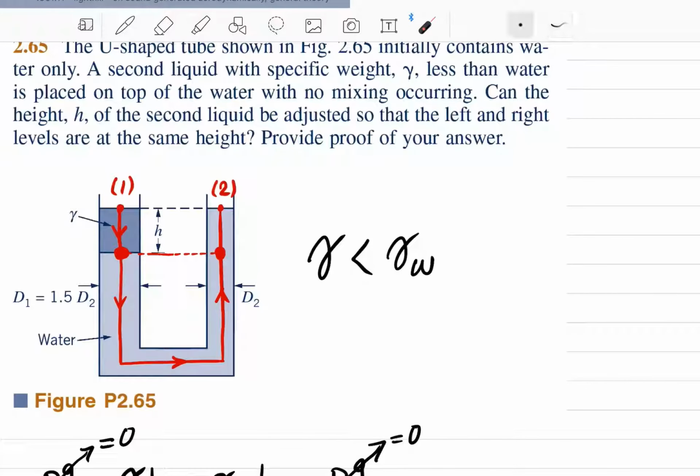And also remember here again that the value of pressure is not dependent on the diameter of these 2 tubes.